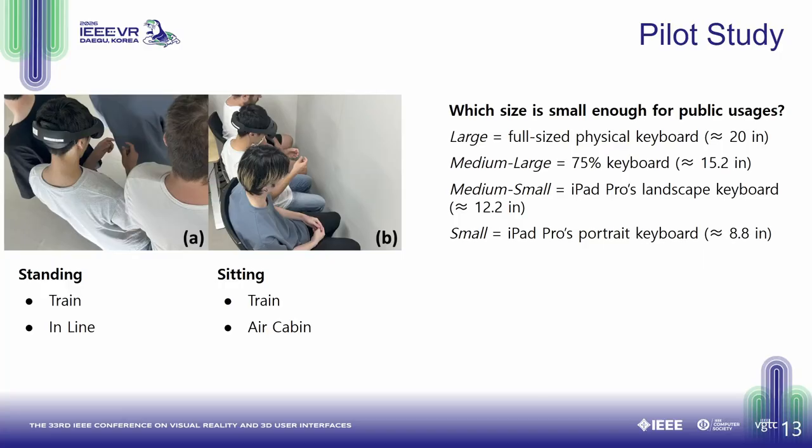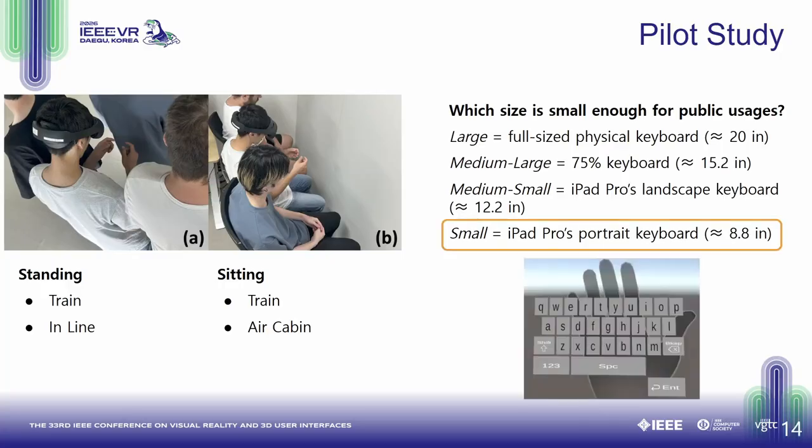After implementing our prototype, we moved on to a pilot study, aimed at defining which size is small enough for public usage. We applied 4 different sizes from large to small and compared them in 2 different scenarios, a standing scenario and a sitting scenario. Moreover, we not only collected feedback from the user, but also from people sitting or standing next to him or her. As a result, we found that the small size is the best size.